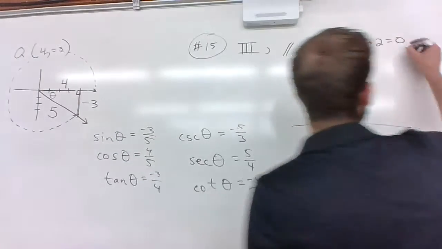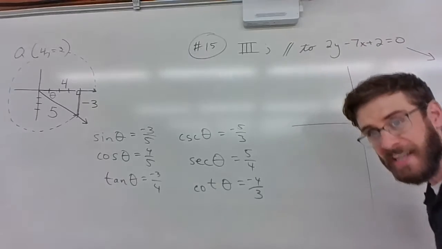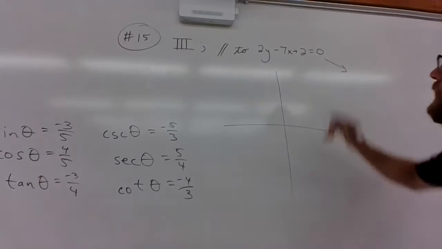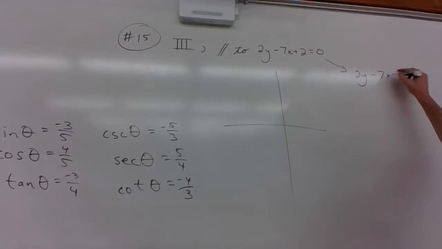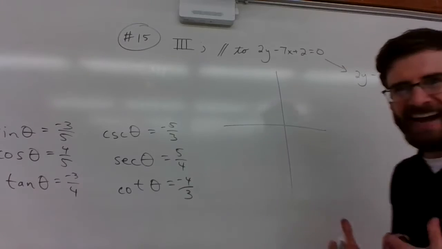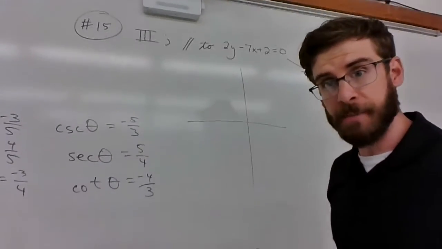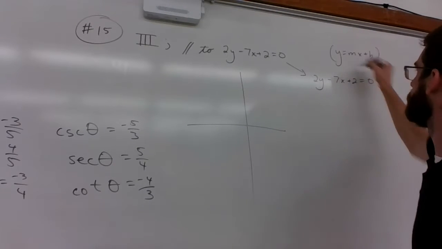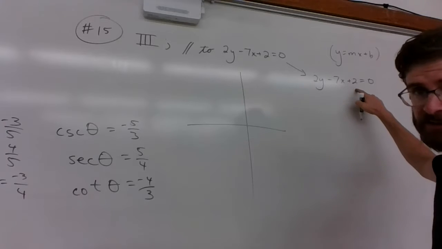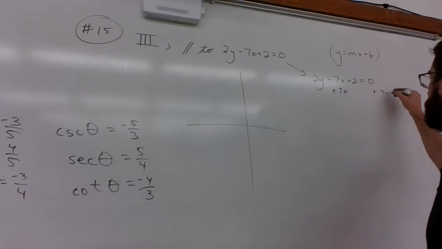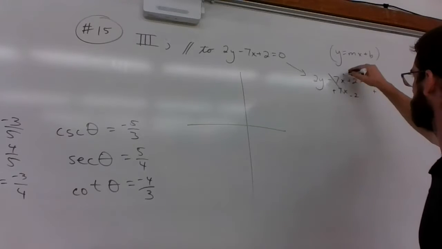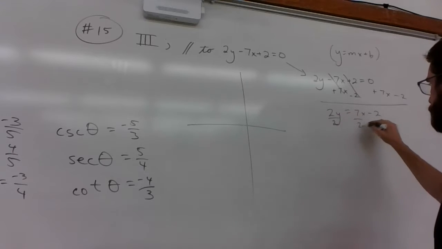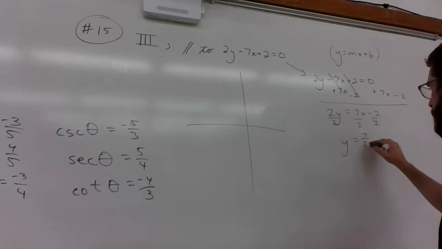So, all right, what does it mean to be parallel to a line? Well, in equation format, it just means you've got the same slope. So this one, we can determine the slope by isolating the y variable. y equals mx plus b. Add the 7x, subtract the 2. Divide by 2, and you get y equals 7/2 x minus 1.